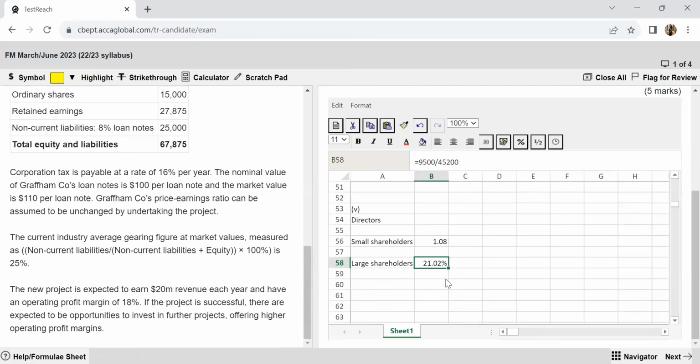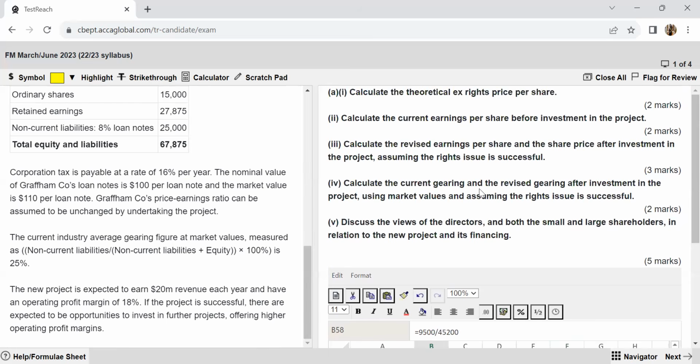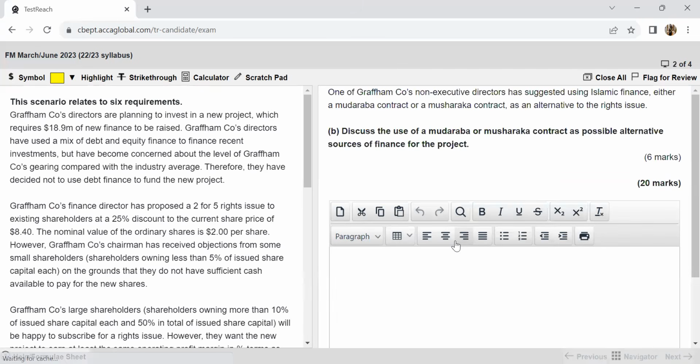So that means the shareholders can be convinced that, even though this project does not meet your criteria, in the long term you will be benefiting. There is a positive NPV, and you will also get the opportunities of investing in more projects with higher operating profit margins. Now let's talk about the last requirement.